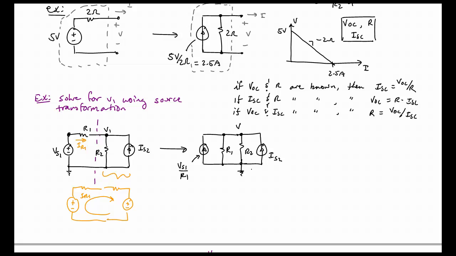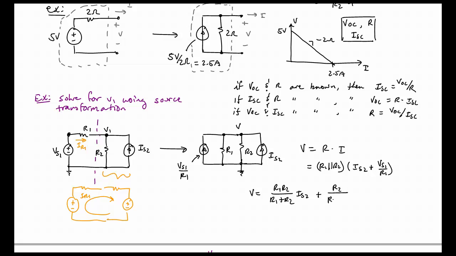And now I simply have, really this is just Ohm's law. V is going to be equal to R times I, where R is going to be the parallel combination of R1 and R2, and I, in this case, is IS2 plus VS1 over R1. And if you expand this, you're going to find that this is the same answer that we arrived at by using superposition. So this leaves you with maybe a good feeling or a bad feeling, or a little of both.